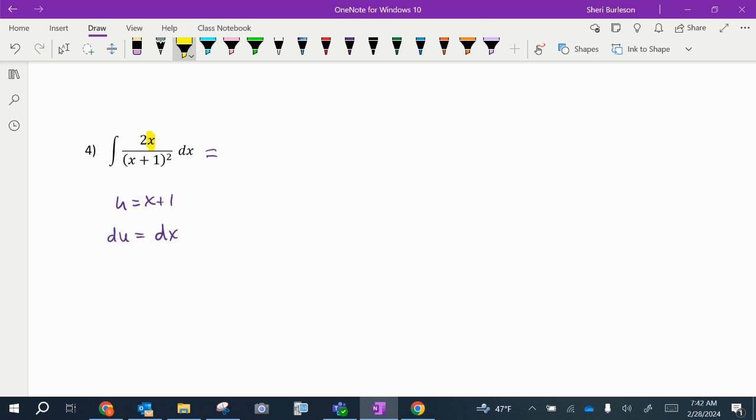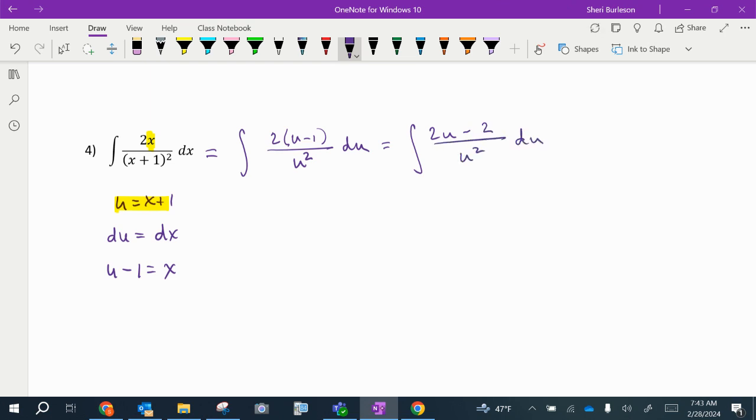But what I do know is that u equals x plus 1 can be solved to be in terms of x. So now I can take my integral and substitute in for the x, u minus 1, and substitute in for the x plus 1, u. So I have u squared, and then dx equals du. So when I do that substitution, I'm going to distribute the integral of 2u minus 2 over u squared du.